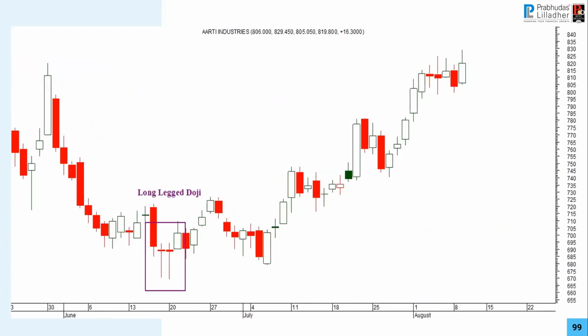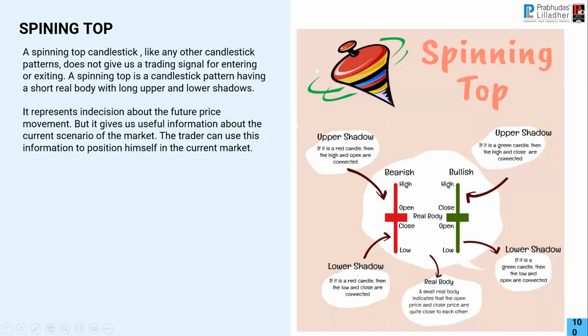Here is once again two long-legged dojis, whereby there is still some time being taken to judge whether the stock is ready for a rally, but it is confirmed with the next high bullish candle. So aggressive traders can start buying here with the lowest low between these two long-legged dojis as your stop loss. Now comes the spinning top.